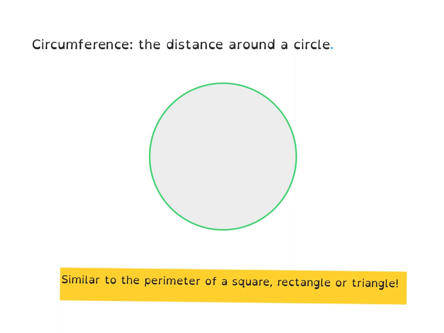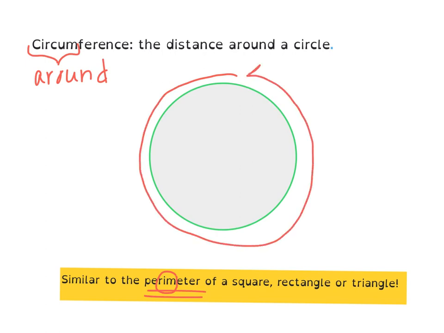The circumference of a circle is the distance around a circle. And there's two ways to remember this. First is, you know that the stem circum means around. So that's one clue. And the other one is, it's very similar to finding the perimeter of a square, rectangle, or a triangle. So you know that the perimeter means the distance around. So we would want to measure this distance around the circle. We don't want to know about what's inside. We just want to know about what is on the outside.